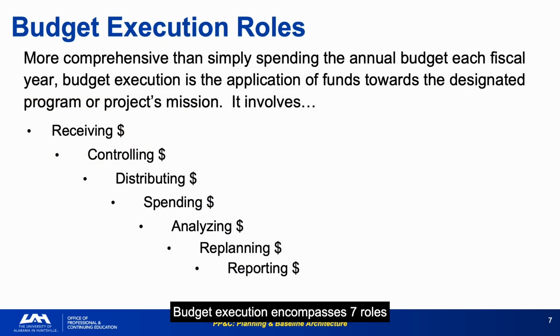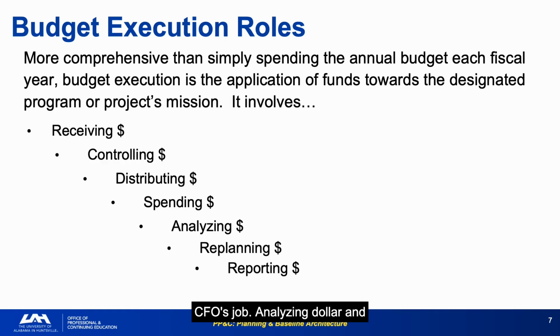Budget execution encompasses 7 roles: receiving, controlling, distributing, spending, analyzing, replanning, and reporting. Together, these define the full scope of the execution function. Everyone in the organization who handles money, whether through payroll, purchase orders, grants, or contract actions, participates in budget execution. This is not just the CFO's job.